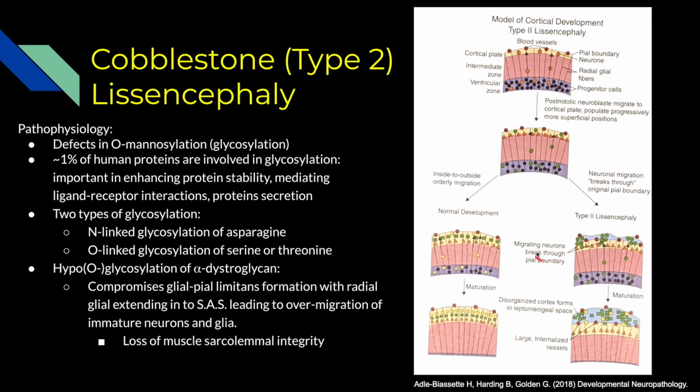In type 2 lissencephaly, you have these breaks in the glial pial limitans. This leads to your Cajal-Retzius cells extending into the subarachnoid space. It leads to these radial glial fibers extending in the subarachnoid space, and thus migration is also, as a result of these abnormally placed radial glial scaffolds, going to migrate into the subarachnoid space and lead to this over-migration phenomenon.